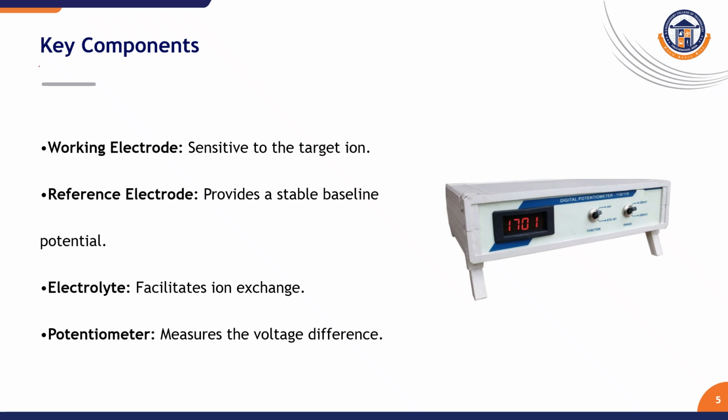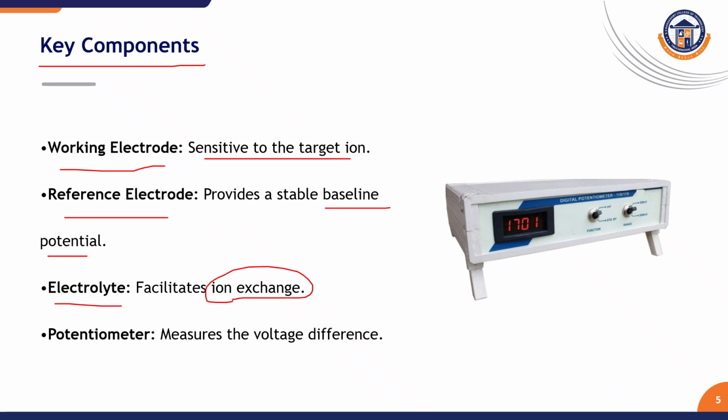What are the key components? The working electrode is sensitive to the target ion. The reference electrode provides a stable baseline potential. The electrolyte facilitates the ion exchange; it may be H plus, Fe2 plus, Fe3 plus, or any other ion. The potentiometer is an instrument used to measure the potential, that is, the voltage difference.